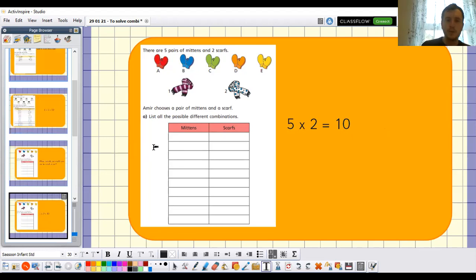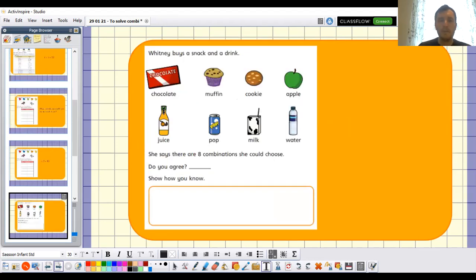I haven't filled out my table this time. I've skipped straight onto my calculation, and it's 5 times 2 because there are 5 mittens and 2 scarves, which gives us 10. If you filled out the table, you might have done it red mitten and stripy scarf, red mitten and spotty scarf, blue mitten and stripy scarf, blue mitten and spotty scarf, and so on to fill out all 10 possible combinations.